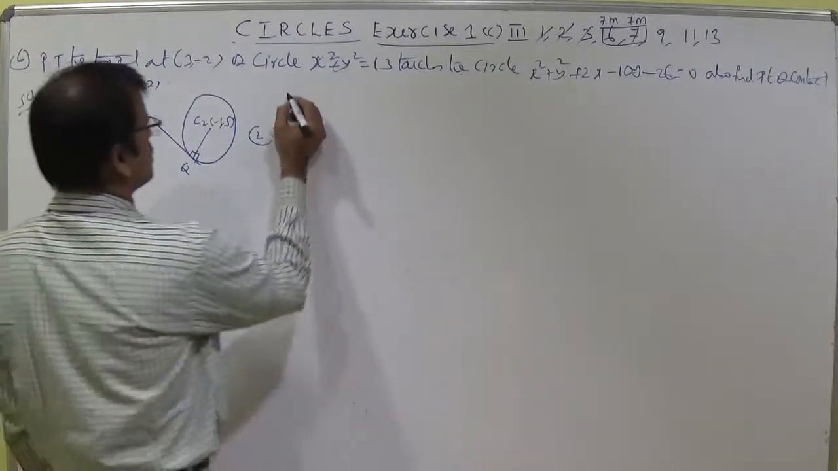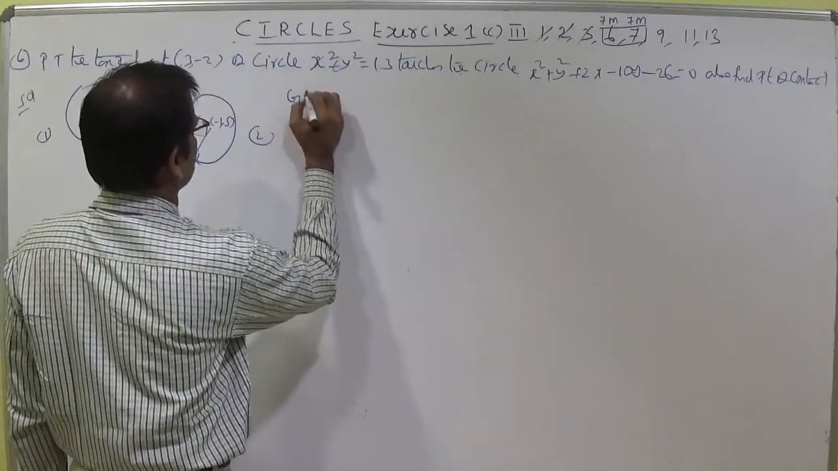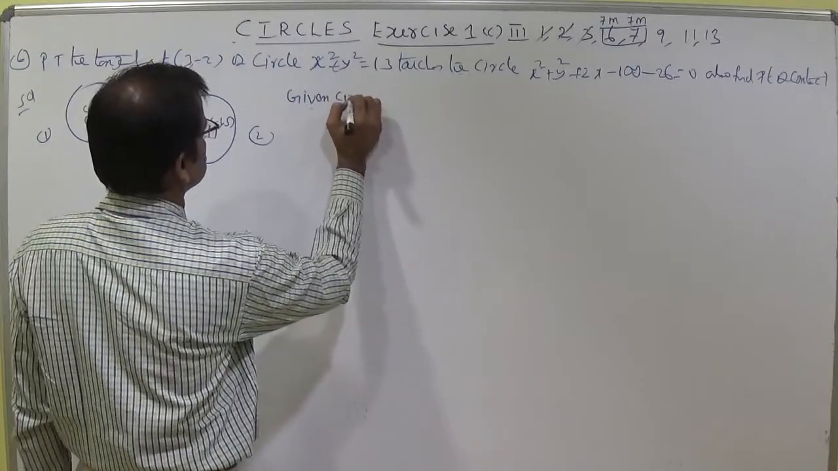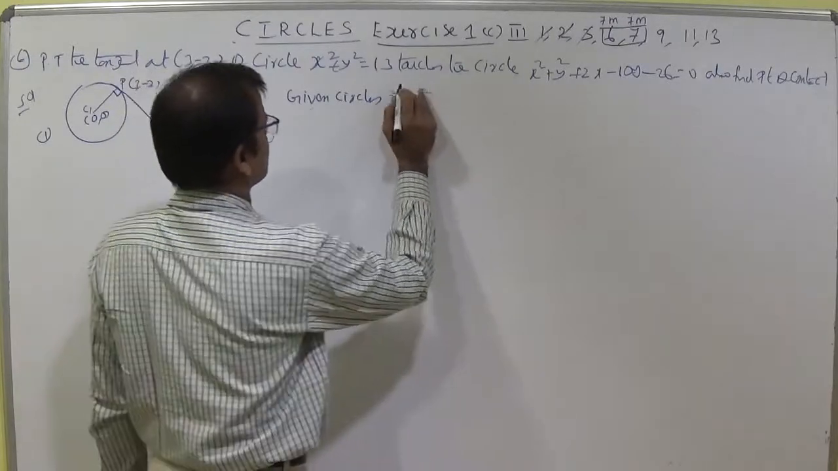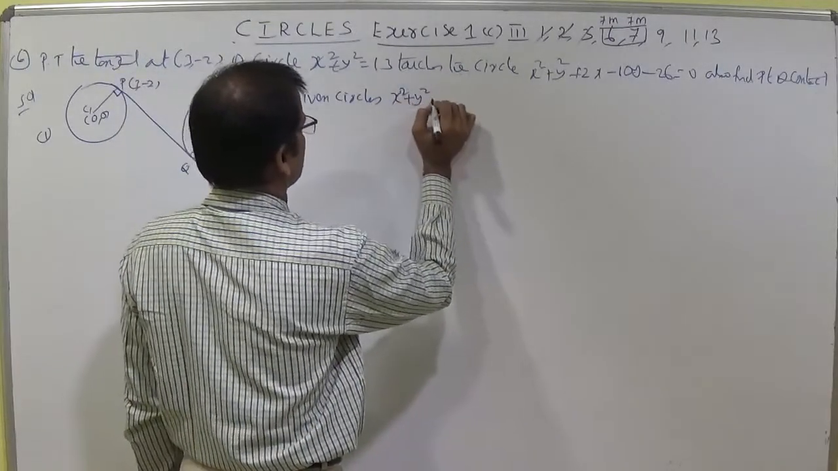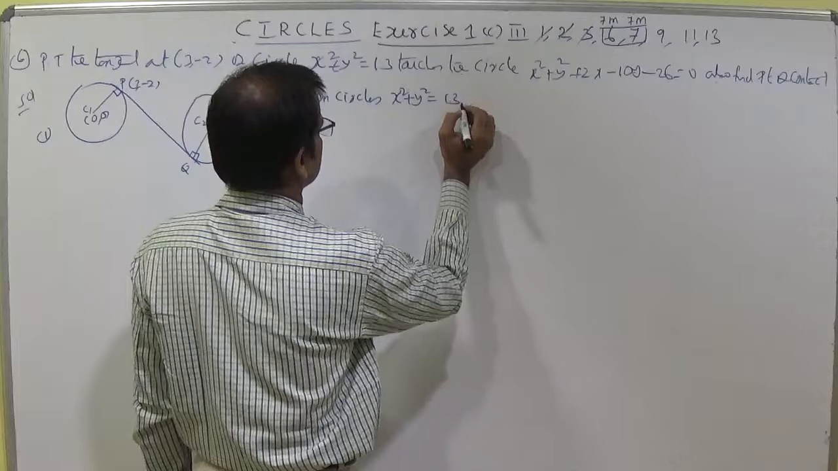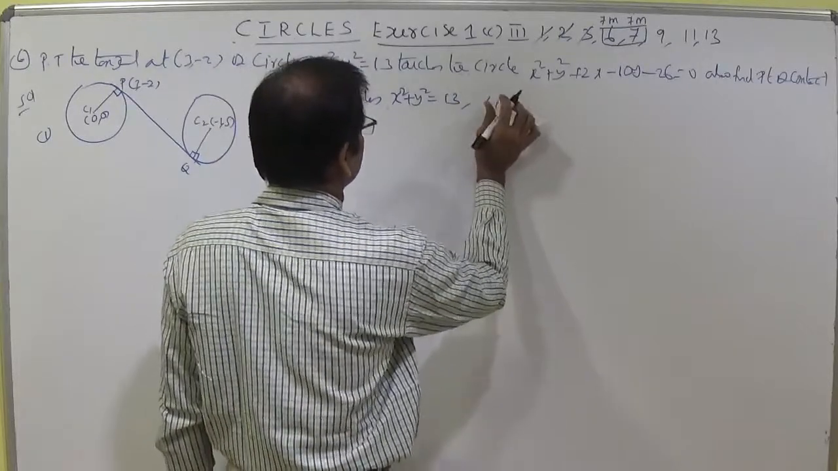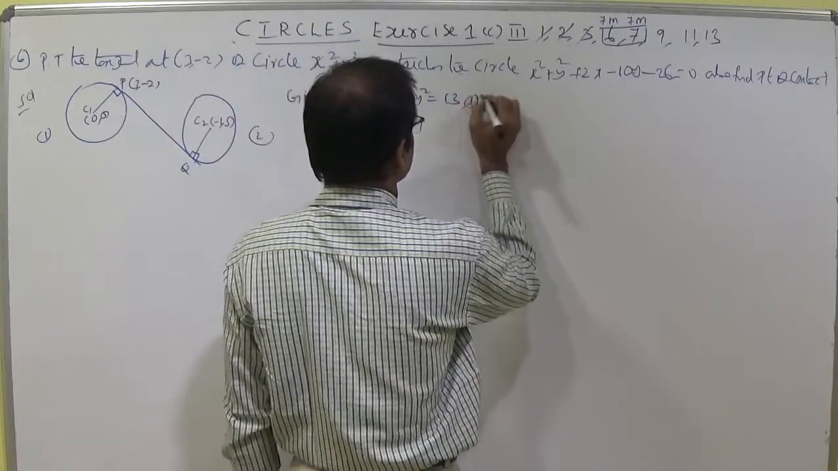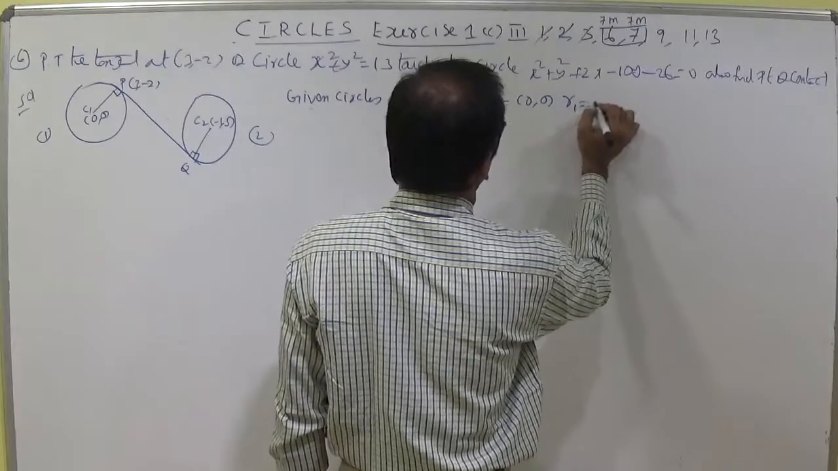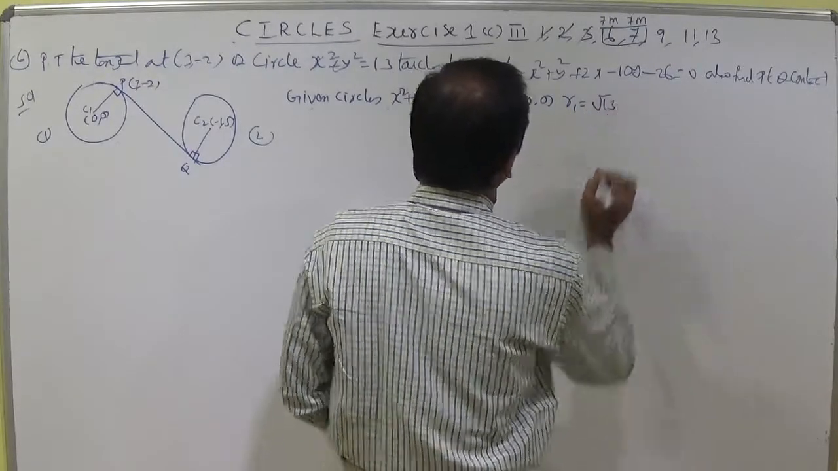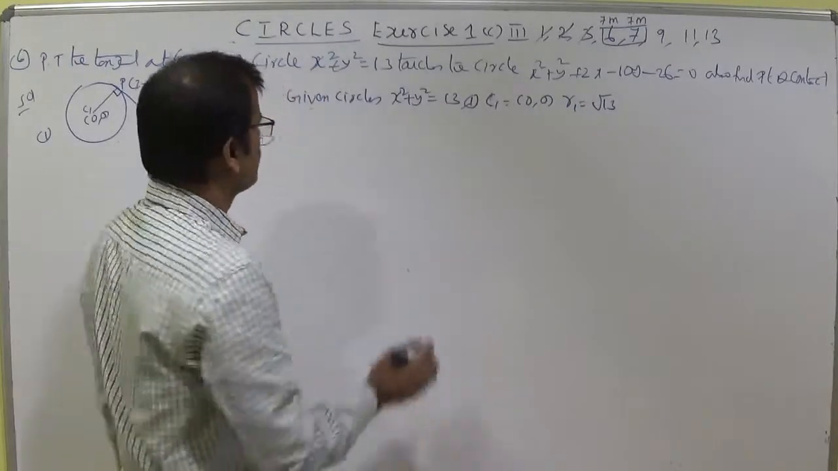Okay, let us write in the 7 marks way. Given circles x square plus y square is equal to 13. You write here, this is the first equation. C1 is equal to 0 comma 0 and R1 is equal to root 13.